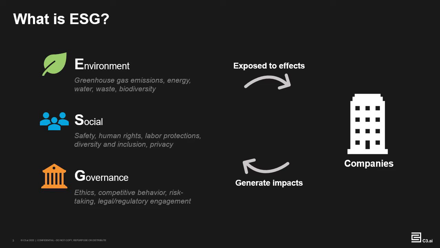For social, it's things like how are you guaranteeing the safety of your employees? What's your employee recruitment and retention strategy? What are you doing about improving diversity and inclusion within your companies? And then for governance, it's things like ethics, competitive behavior, really the systems that companies put in place to manage all of these issues within companies.